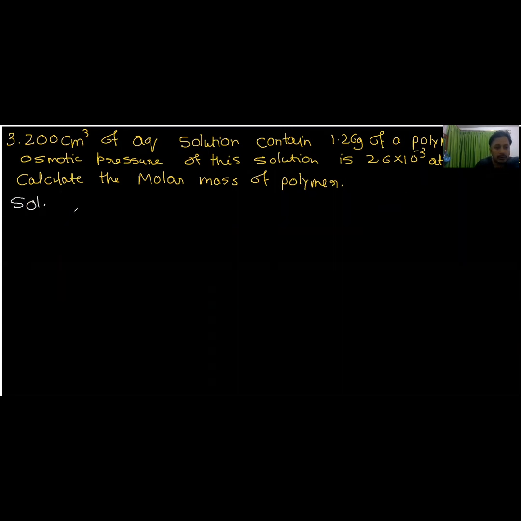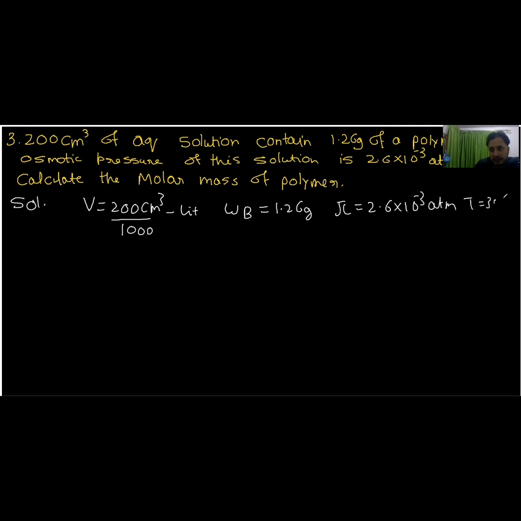Here you have to use the formula of osmotic pressure. What are the things given to you? Volume is given, that is 200 centimeter cube, which should be in liter, so it must be divided by 1000 in order to convert it into liter, or dm cube. The solution contains 1.26 gram of the solute, so WB is 1.26 gram. The osmotic pressure is also given, that is pi equivalent to 2.6 into 10 raised to power minus 3 atm. The temperature is also given in Kelvin, that is 300 Kelvin.